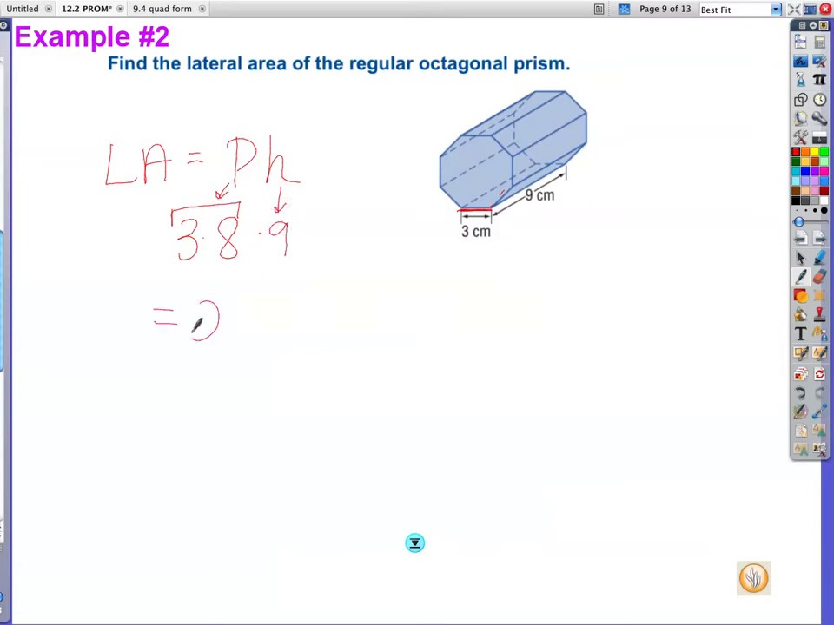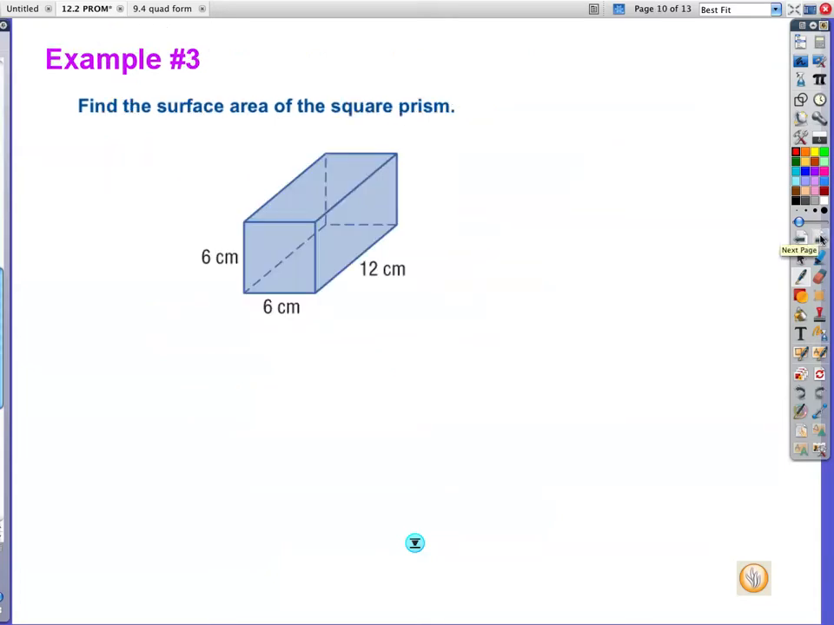So now I'm going to take 24 times 9, and 24 times 9 is 216. I don't want to forget my label. My label would be centimeters squared. Areas are squared. Okay, still taking good notes over example 3 here. Finding the surface area of a square prism. Surface area is the lateral area plus the 2 bases, because you have 2 bases here.